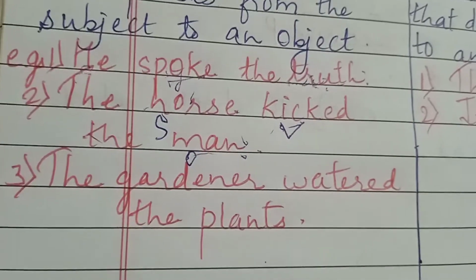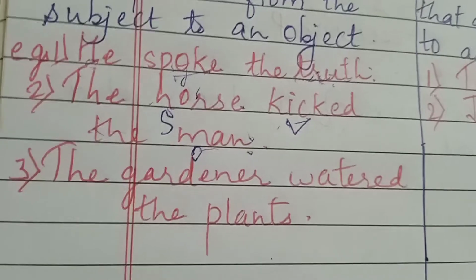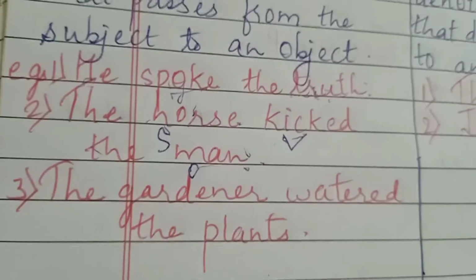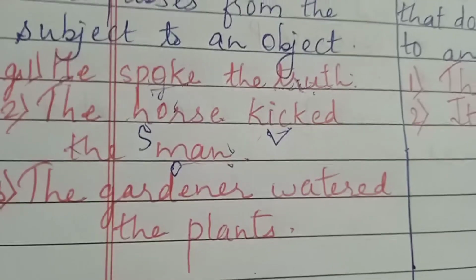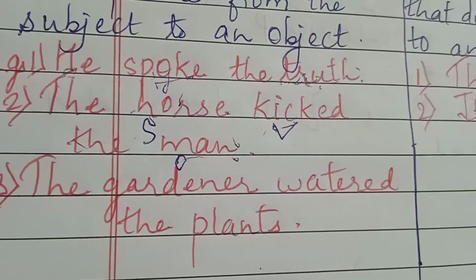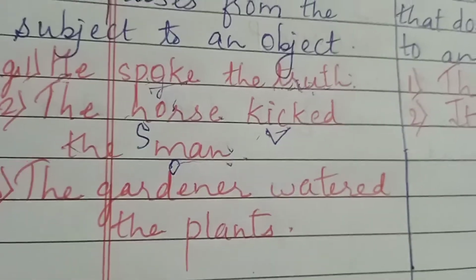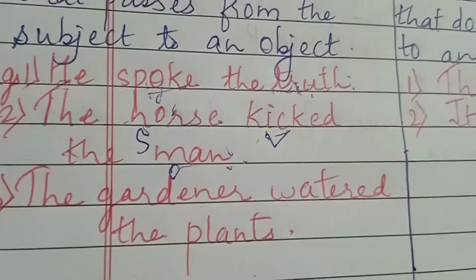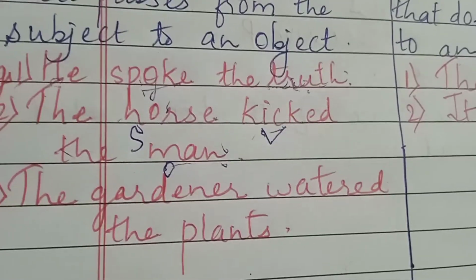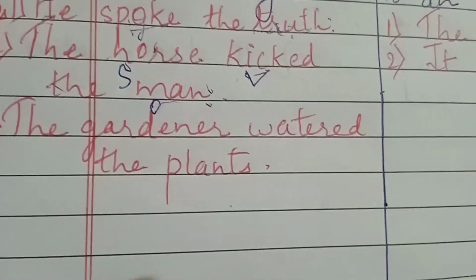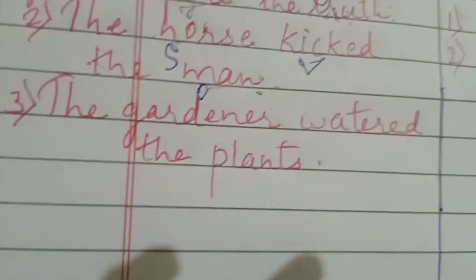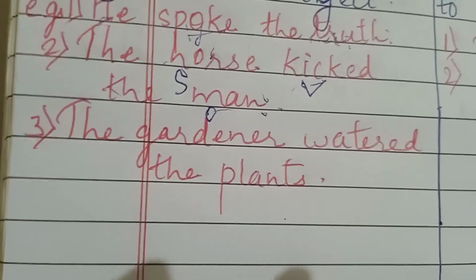The man makes the sense. The horse kicked the man. So this type of verb which requires an object to complete its meaning is called a transitive verb. So kicked is the transitive verb in this sentence. Let us take this third sentence. The gardener watered the plants. The gardener is the subject. Subject meaning the one who is doing the action.